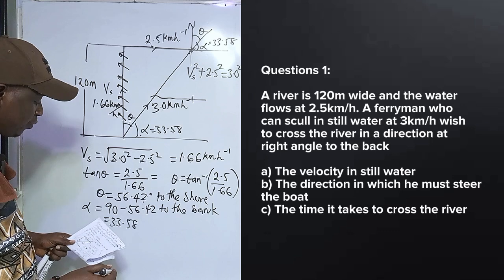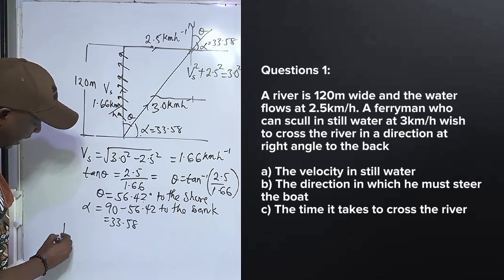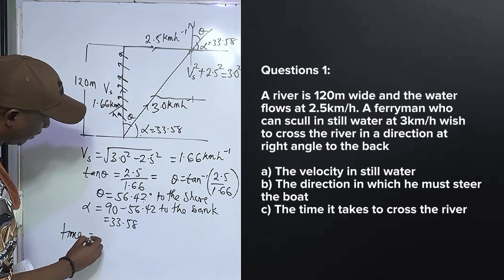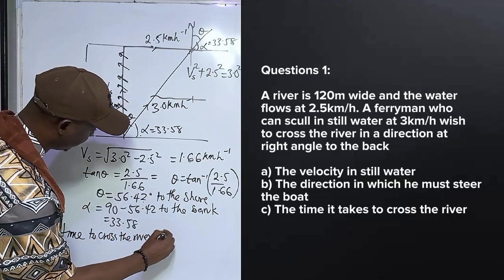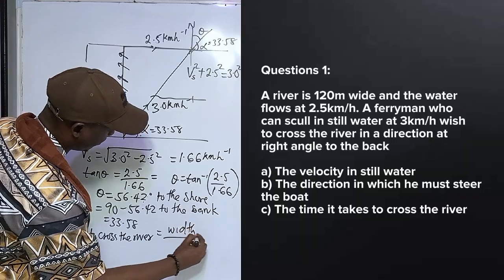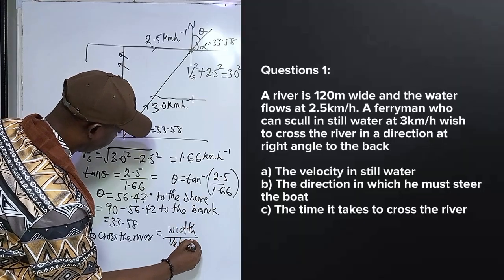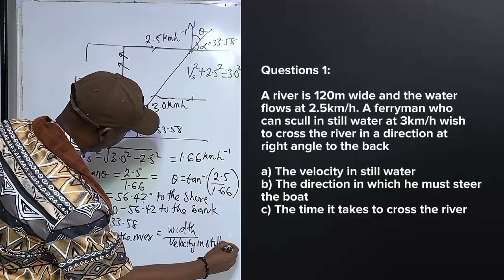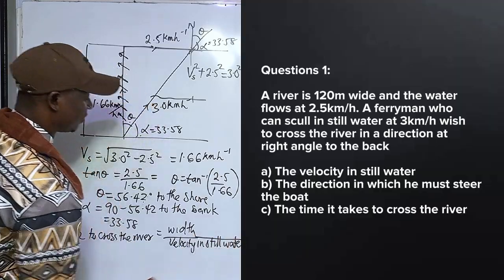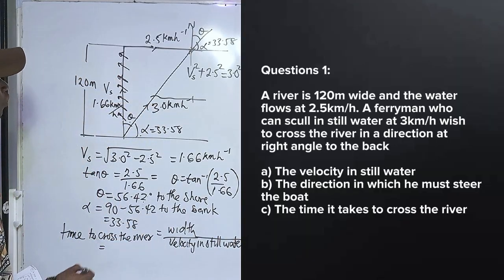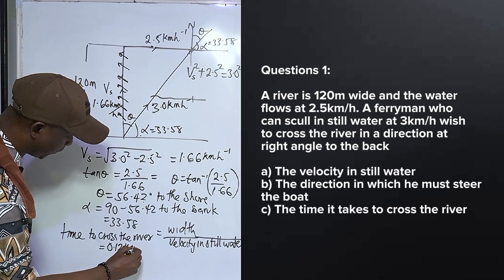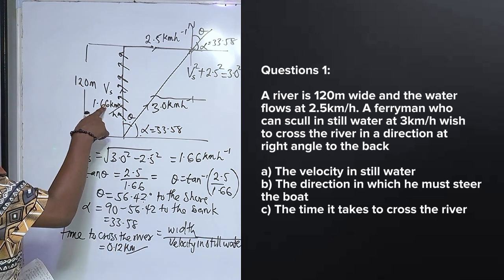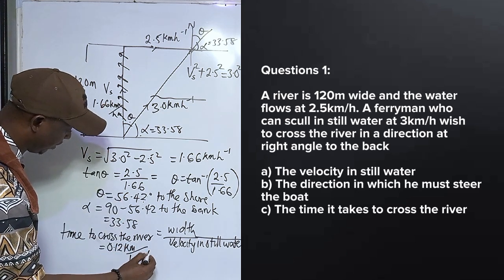Then the last one says time it takes to cross the river. The time to cross the river is equal to the river width divided by velocity in still water. So if we want to find that, what is our velocity in still water? The width is already 120. If you convert to kilometer, divide by 1000. So that was 0.12 kilometer divided by the velocity in still water, 1.66 kilometer per hour.